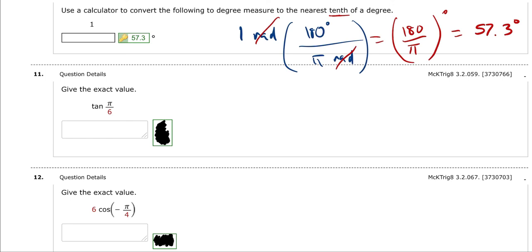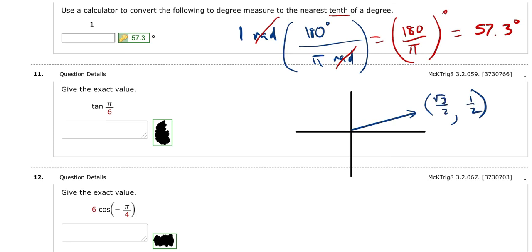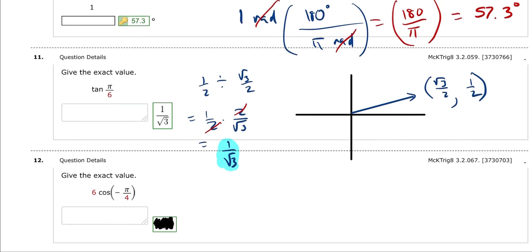All right, give the exact value. So I always like to draw the angle in standard position, which would be pi over 6 is 30 degrees. Would be about right here. And then that coordinate would be radical 3 over 2 comma 1/2. And because tangent is defined as y over x, I'm going to do 1/2 divided by radical 3 over 2, which is the same thing as 1/2 times 2 over radical 3, which is the same as 1 over radical 3. You can choose to rationalize the denominator if you like, but you don't have to.